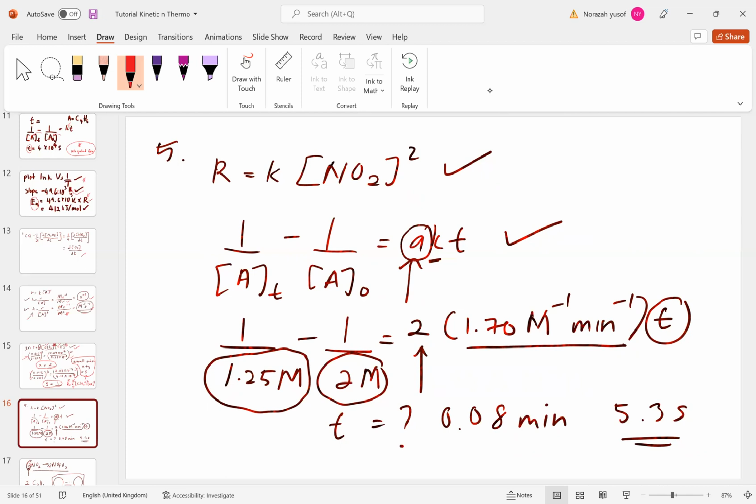Number 5: the rate constant for decomposition of nitrogen dioxide with a laser beam. Decomposition means that NO2 is decomposed with a laser beam. The rate constant, meaning the value of k, is given as 1.7. Find the time in seconds needed to decrease the concentration. The initial concentration is 2 molar, mol per liter, to 1.25 molar final of the NO2.